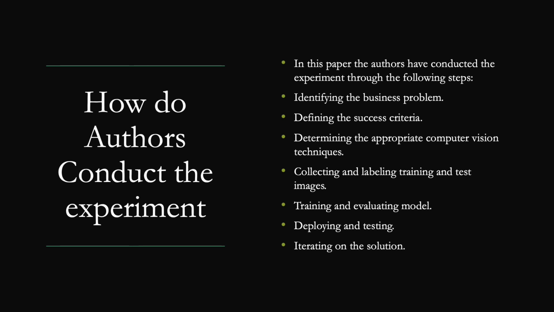In my point of view, the authors conducted the experiment by following a sequential order. They identified the business problem that Mercedes is facing, and they defined the success criteria, like how we can achieve that, what happens if we achieve it, and what the advantages of achieving it are, and the appropriate computer vision technique we have seen. And then initially on the label localization, we collect labels, training and test images, and the training model, and finally deploy and test with different algorithms, and iterate the solution.